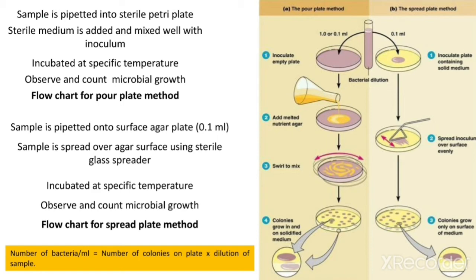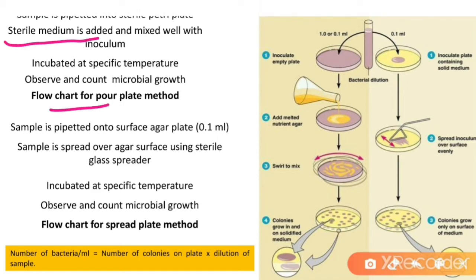Sample is pipetted out in a sterile petri plate. Then sterile medium is added and mixed well with the inoculum. We have to incubate at a specific temperature. After incubation we have to count the microbial growth.